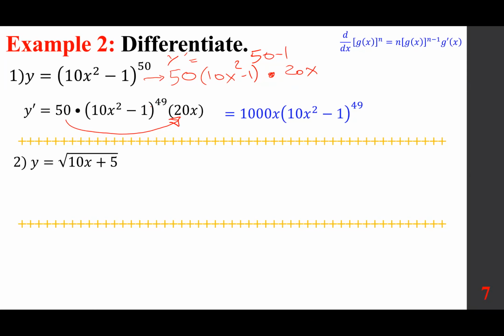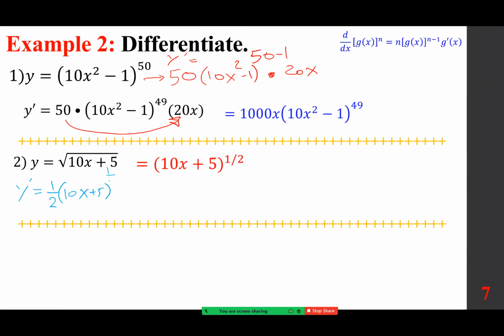To differentiate this, we are going to use the algebraic technique and rewrite it as (10x plus 5) to the power of 1/2 first. Then we use the extended power rule, which means the exponent becomes the coefficient. You write whatever is inside the parentheses, and you raise it to the power of the same power minus 1.